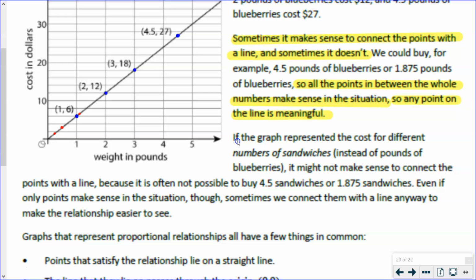Just like this, if this graph represented the cost for different numbers of sandwiches, instead of pounds of blueberries, it might not make sense to connect the points with the line because you're not going to be able to buy 4.5 sandwiches or 1.875 sandwiches. However, even if only some points make sense in a situation, sometimes we still connect them with the line anyway to make the relationship easier to see, because we want to be able to see that it's linear. So sometimes I would still connect them anyway.